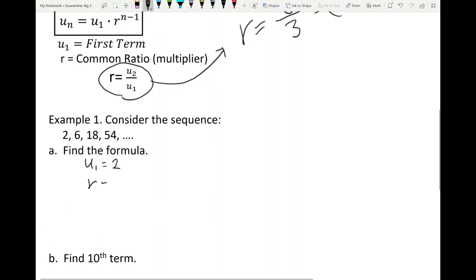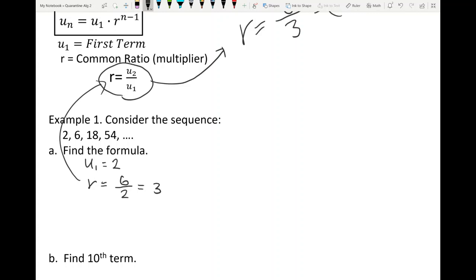Well, to find R, again, in this case, it's pretty obvious, but let's just use this method. You pick a number, so I'm going to pick 6, and then you divide by the previous number, which is 2. So 6 divided by 2 is 3. So in this sequence, you're multiplying by 3 to get to the next number. 2 times 3 is 6, 6 times 3 is 18, 18 times 3 is 54, and so on.